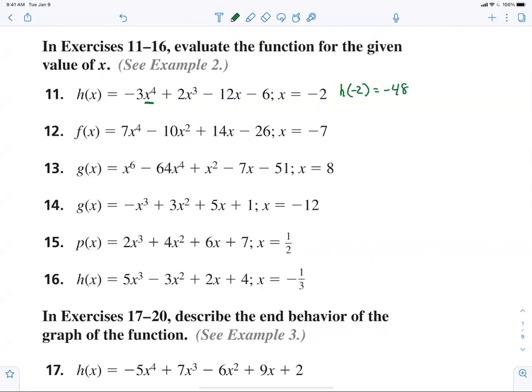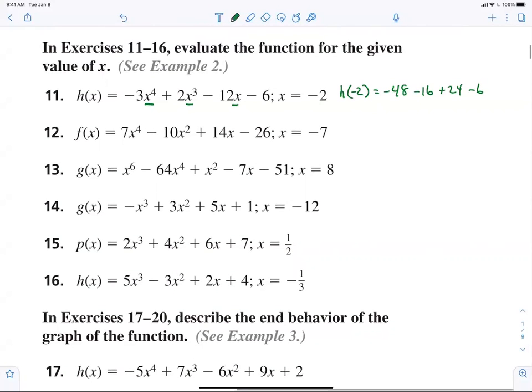Then we're plugging -2 in here. And that would be what? -16 also. Thank you. And then plug -2 in for this x. Plus 24. And then what? -6. So it looks to me like h of -2 is equal to negative... Whoa. I did not get that. I got -46. Anybody else get that? I think it's -46. That's why we're practicing our mental math.